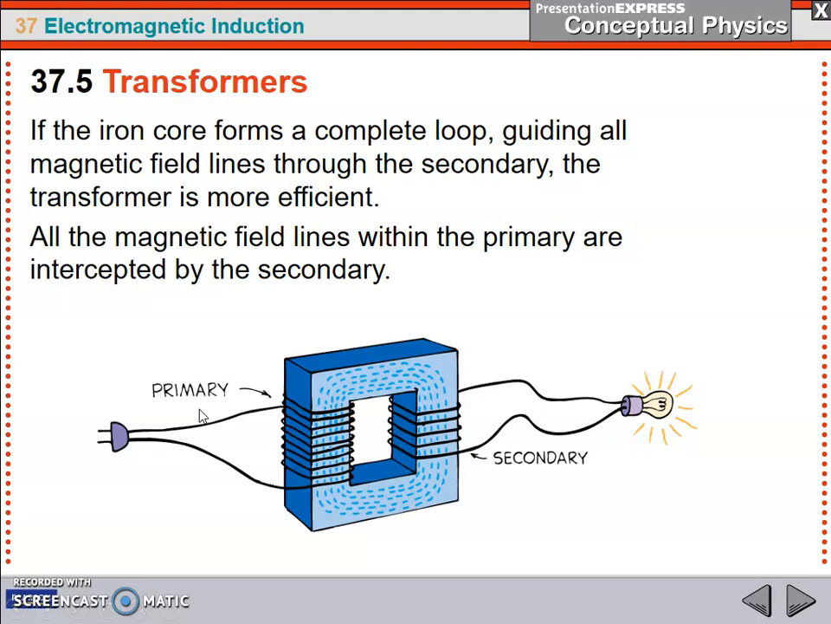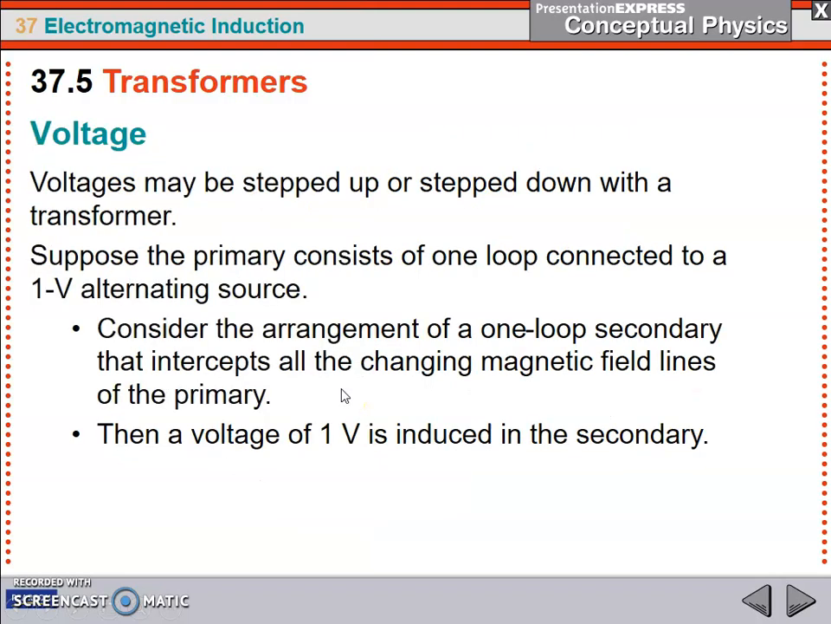Let me show you. All right, so this is how most of the old style transformers were built. You would wrap a coil around a big piece of iron, and then you'd have the secondary coil around the same piece of iron, and you'd rely on the magnetic field going through the iron. And yes, they were usually square like this. If the iron core forms a complete loop guiding all magnetic field lines through the secondary, the transformer is more efficient. All the magnetic field lines within the primary are intercepted by the secondary. And that's what we're going for, increased efficiency. Voltages may be stepped up or stepped down.